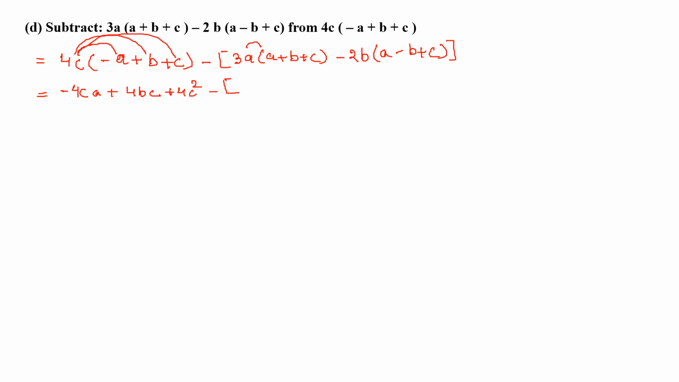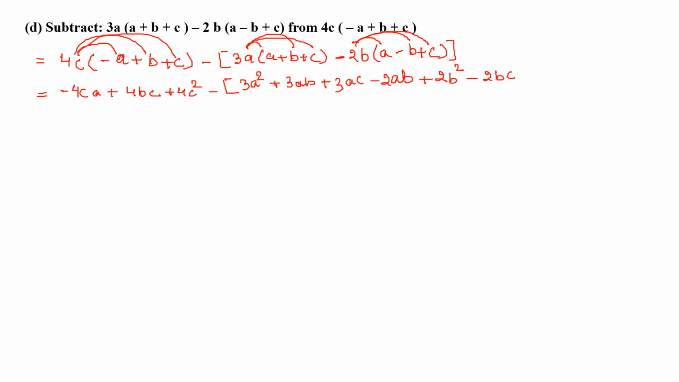Now here 3a multiplied with a, it will give you 3a square, plus 3a multiplied by b will be 3ab, plus 3a multiplied by c will give you 3ac. Then minus 2b multiplied by a. Now as there is a negative sign over here, the sign will change. So it will become minus 2ab. This minus sign will change to plus. Okay. So here it will be plus 2b square. So you have to multiply 2b with b, we will get plus 2b square. Then minus 2b multiplied with c.